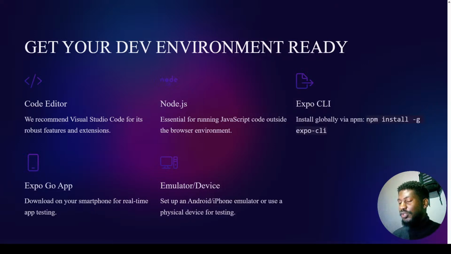For us to do that, you have to run the command npm install -g. That's the -g flag for global. The -g flag installs it globally on your machine. Then the other tool that you need is the Expo Go application. Expo Go is simply an app that you install on your phone so that you can run the application that you're developing and see the changes in real time.